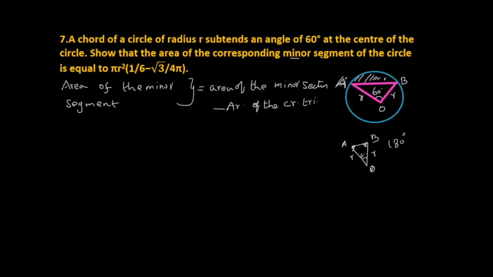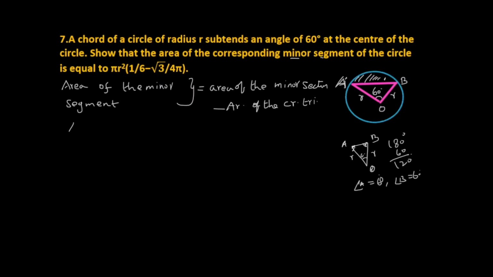The total angle sum of the triangle is 180, minus 60, we will get 120. Dividing 120, because A and B are both equal angles, we will get angle A is equal to 60, angle B is equal to 60 degrees. So ABC is an equilateral triangle.